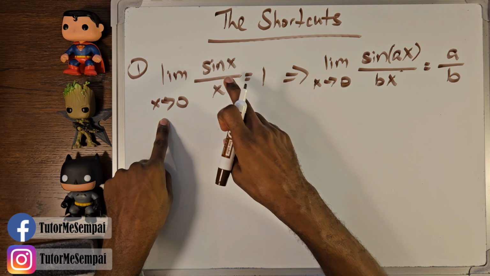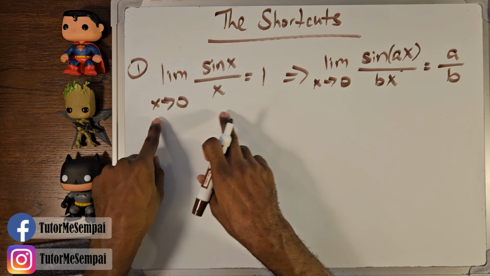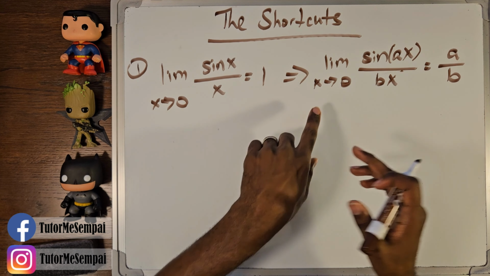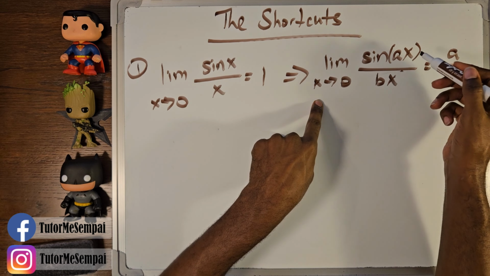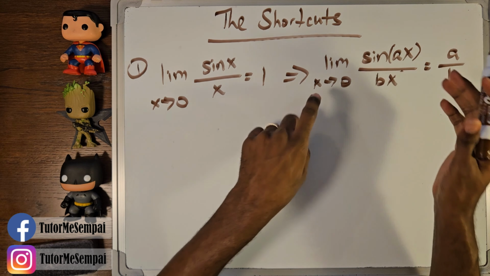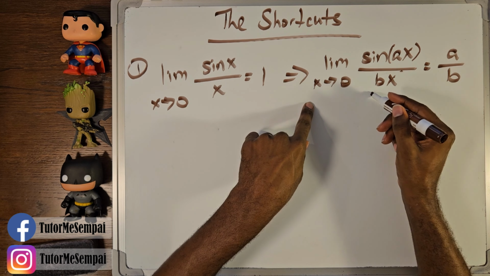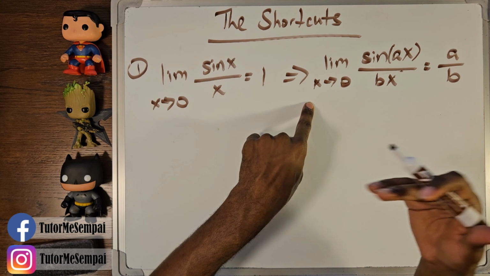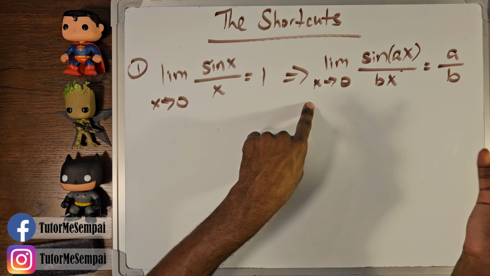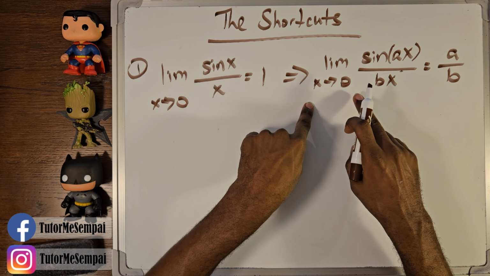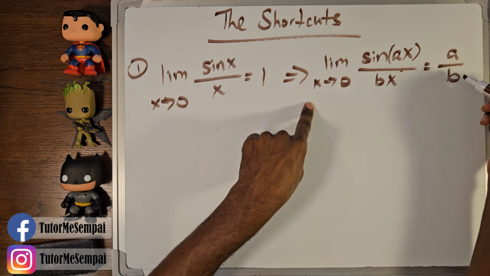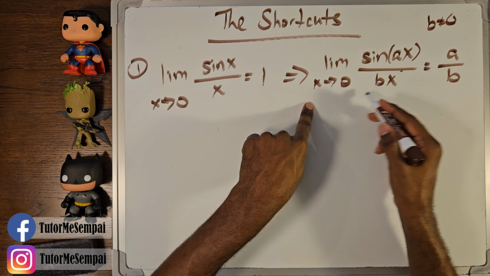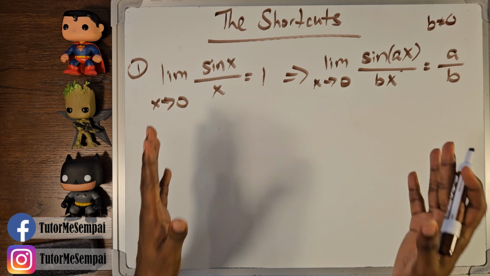The limit of sine of x over x as x goes to 0 equaling 1 means that the limit of sine of ax, a times x within your sine, all over bx, it doesn't have to be the same a, whatever that b is, it could be a different b, just make sure it's not 0, as x goes to 0 is going to be a over b. So as long as your b is not 0, your shortcut is going to be true.